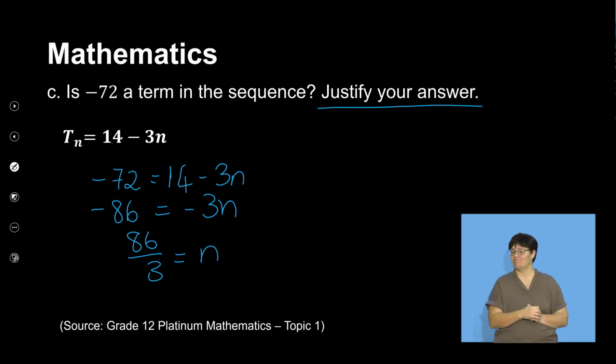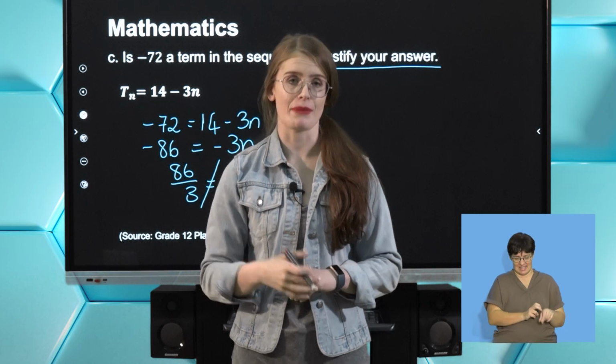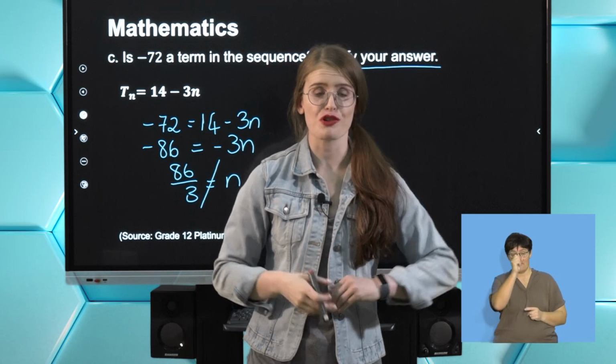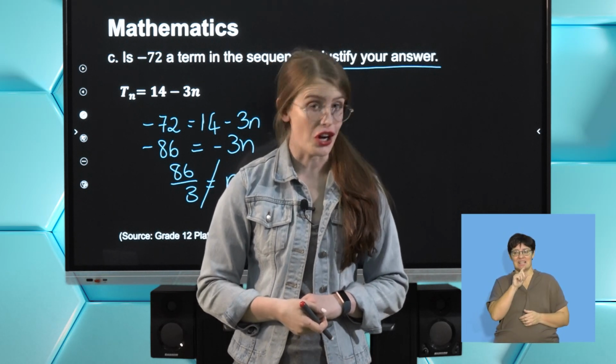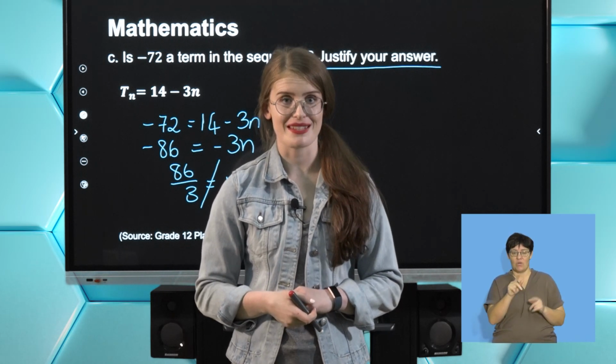But this can't happen in a pattern because I have to have a natural number for a term number. I don't get a fraction value for a term position. So that means that negative 72 is not a term in this sequence.